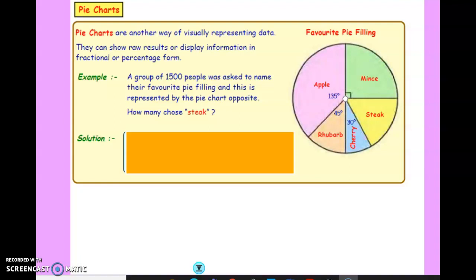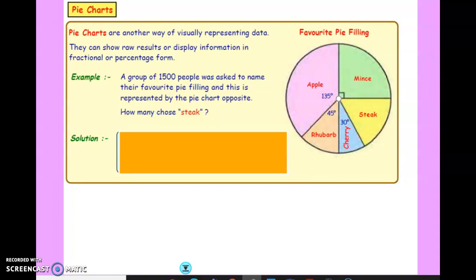And it was based on information given by asking a group of 1,500 people to name their favourite pie filling, and this was the results. Okay, and our question that we're asked is, how many chose steak? Now, if we have a look at these here, we have our different angles marked in. So we've got 135, we've got 40, we've got 30. This one's marked in with a wee square, which is a right angle, which is 90 degrees. And this one's been left blank.